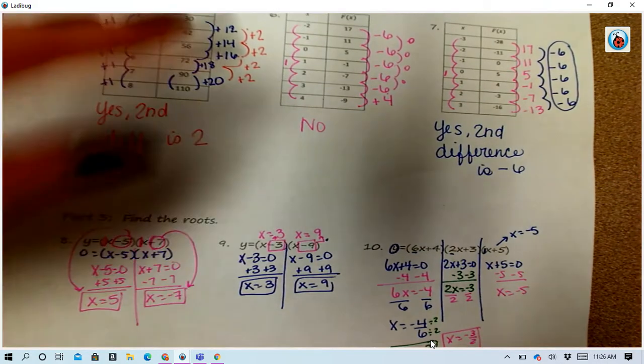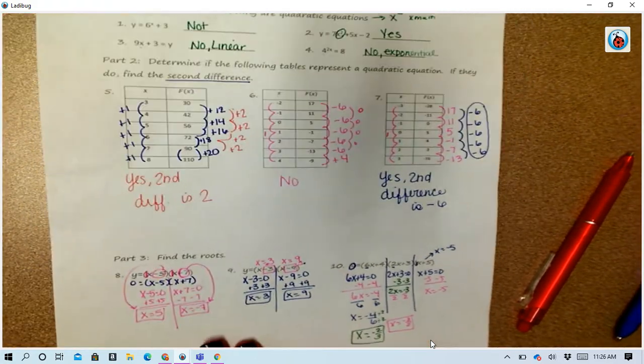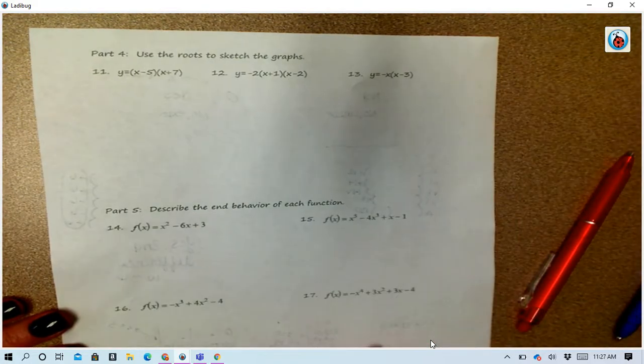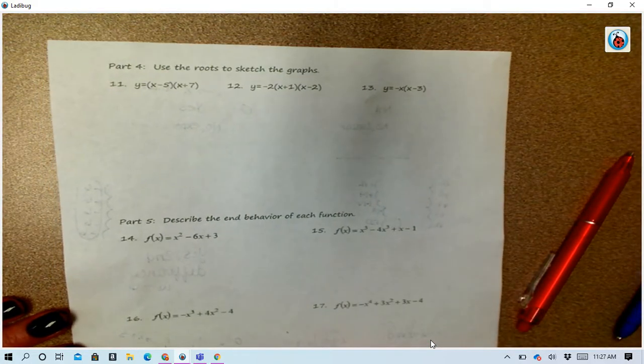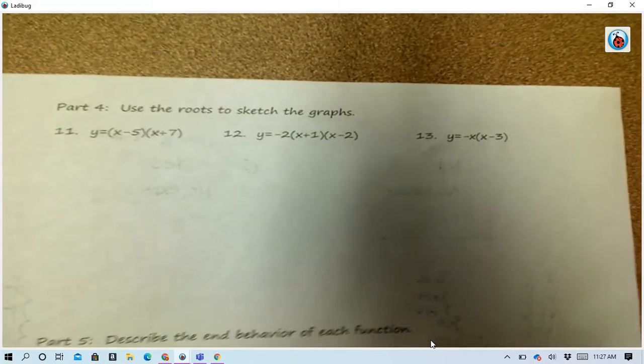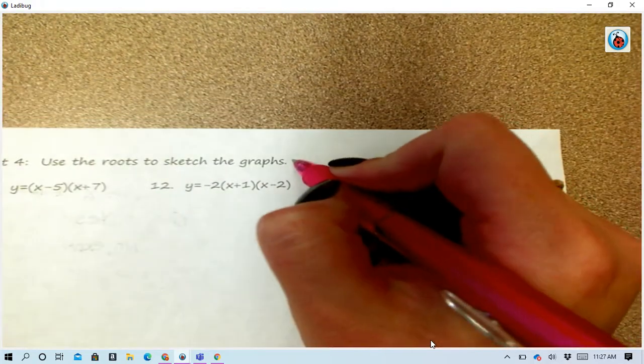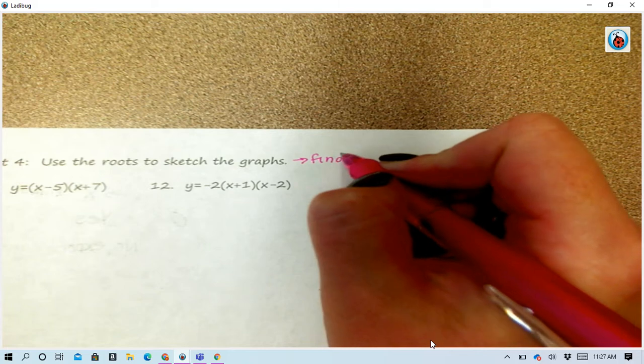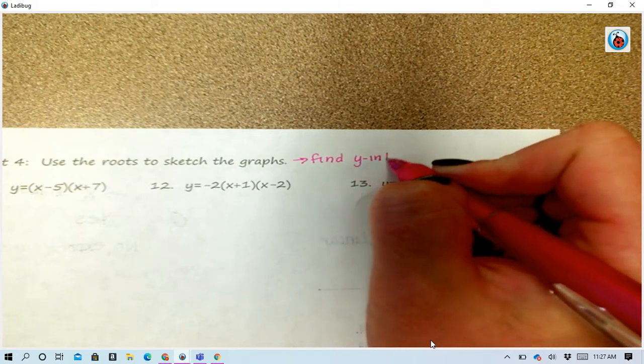So here is what the front of page 14 should look like. Okay, flipping it over. Okay, for 11, 12, and 13, we are going to just sketch the graphs. And what I am going to do, I'm going to add a little bit here. We're going to say find the y-intercept also.